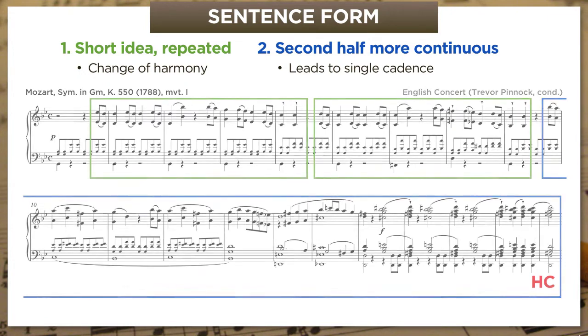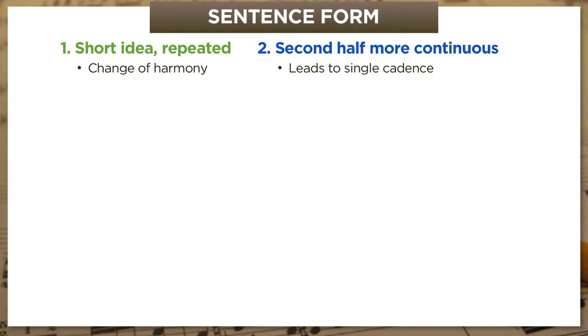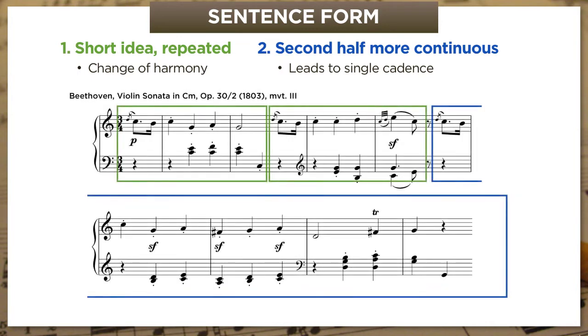And finally, I included one more short sentence just to remind you that sentences don't need to stay in the same key. This is from Beethoven's C minor violin sonata. This movement is actually in C major, and it simply modulates from the tonic C major to the dominant G major. Have a listen.